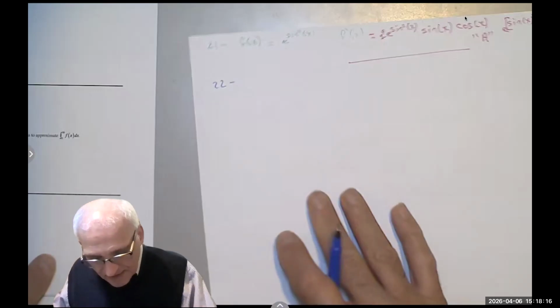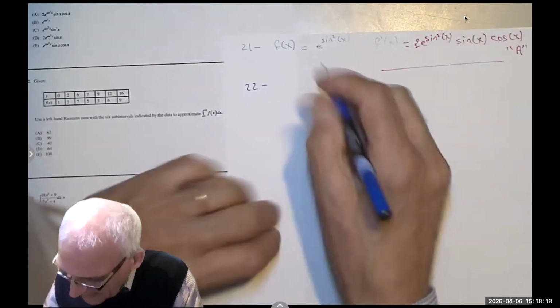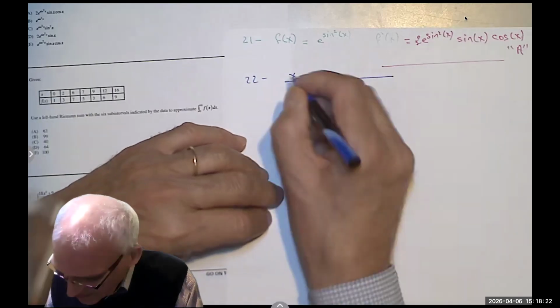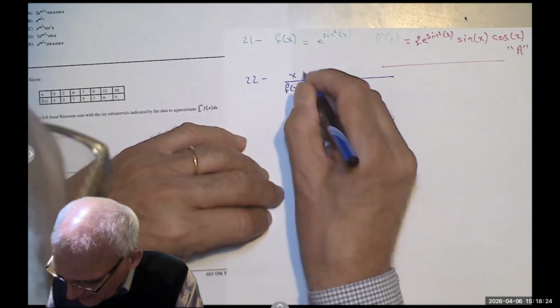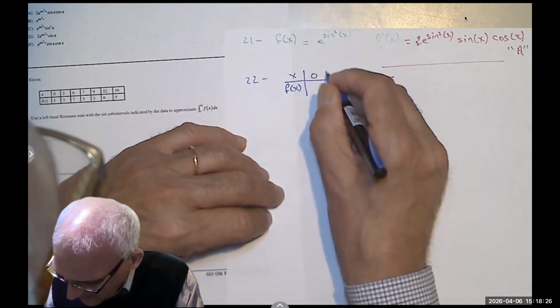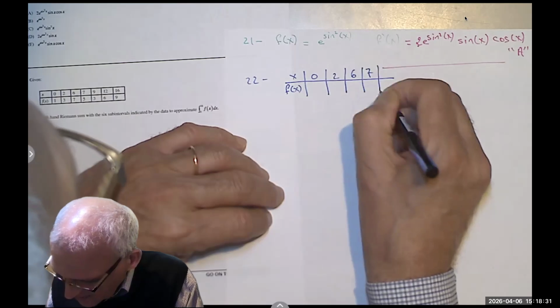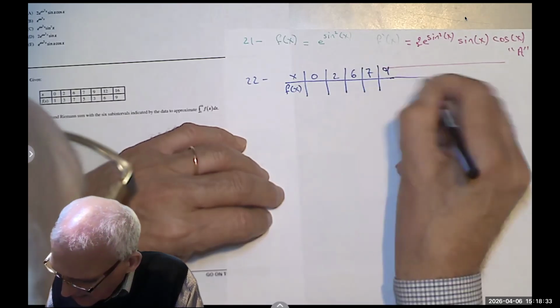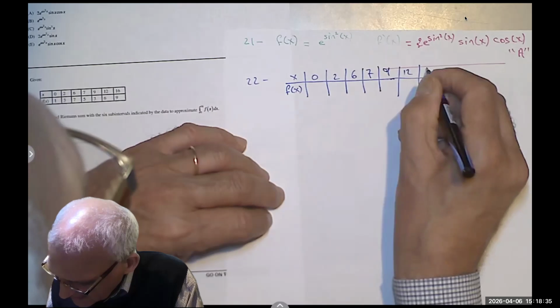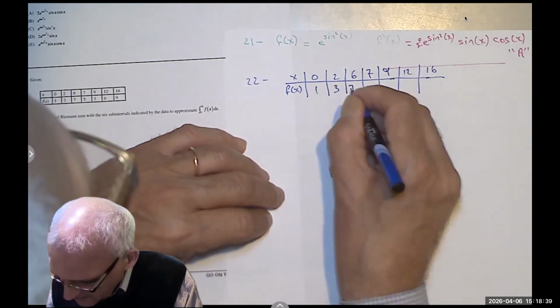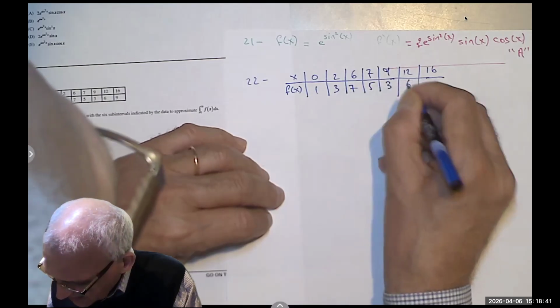You are given x and f of x. I don't know if you can see it. The numbers are so small. So here you have x is 0, 2, 6, 7, 9, 12, and 16. And f of x is 1, 3, 7, 5, 3, 6, 9.